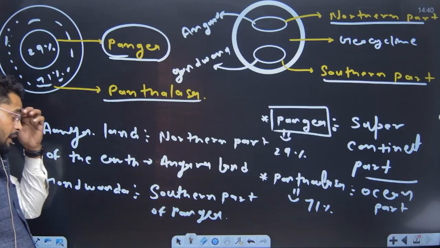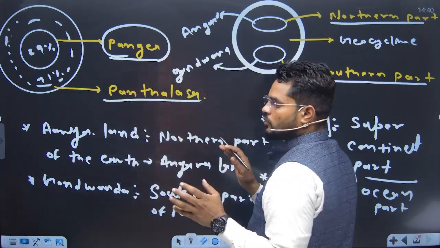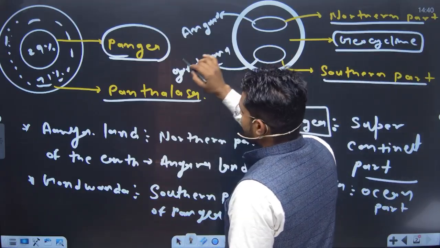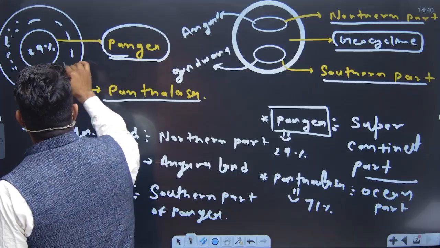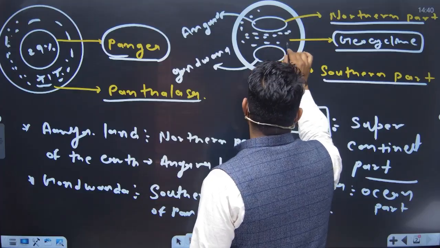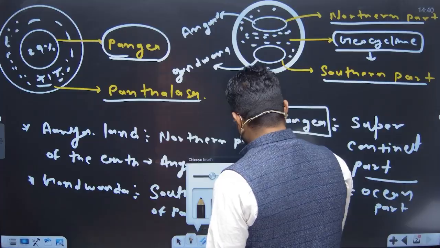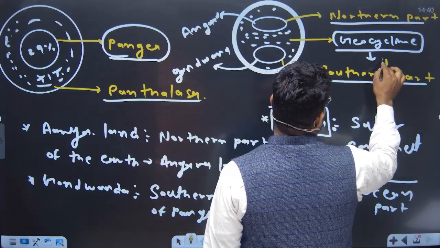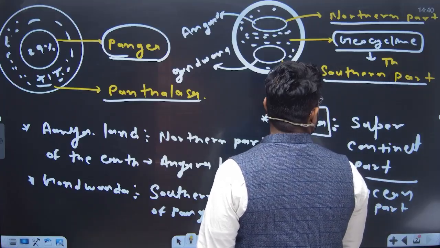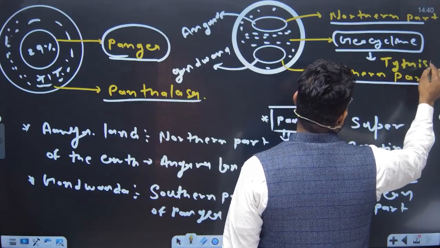And according to Alfred Wegener, dear student, when Pangea was divided into two parts, there was a geosyncline. The water of the ocean Panthalassa came into this geosyncline, which is known as the Tethys Sea.